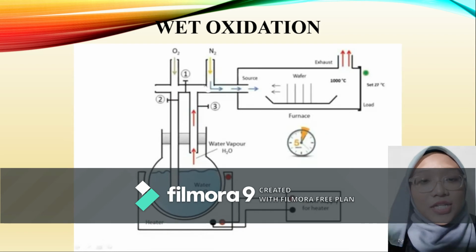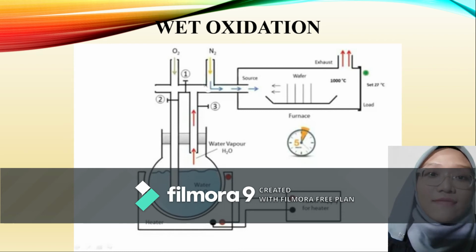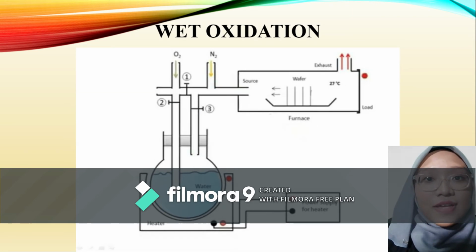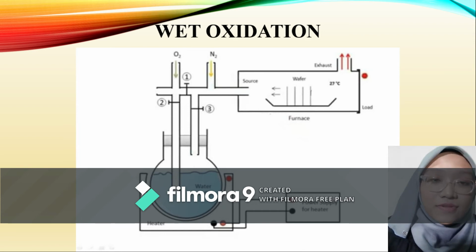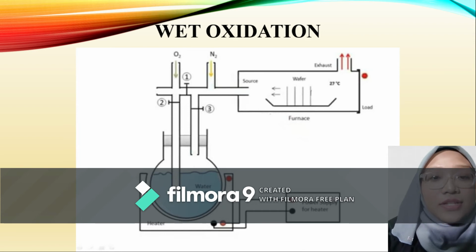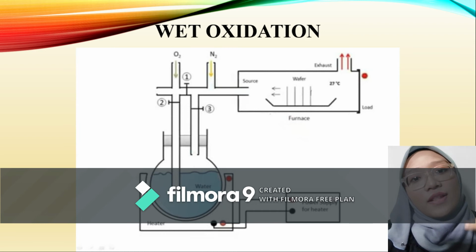Then open the nitrogen gas valve at 11 SLM and set the temperature master control at 27 degrees Celsius and wait for 5 minutes. Next, close the nitrogen gas valve and wait until the temperature reaches 27 degrees Celsius. Then turn off the furnace switches and take out the wafer. Measure the thickness and it will be about 4000 to 5000 Angstrom. The oxide thickness and oxide growth rate will be calculated.